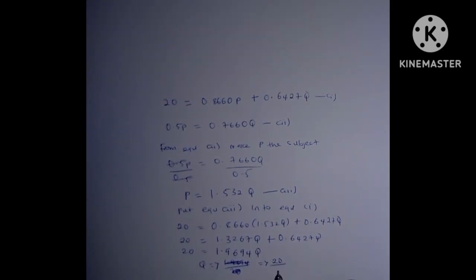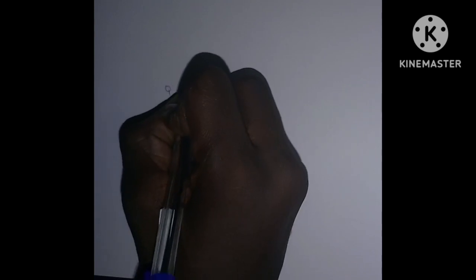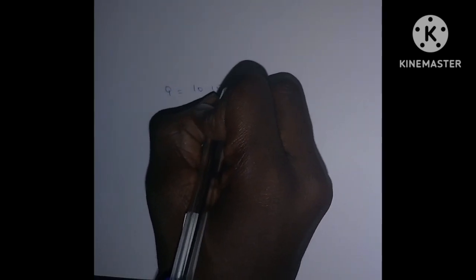Divide both sides by 1.9694. 20 over 1.9694 equals, then I have 10.15 Newton for Q. Now the next thing that is left for me to calculate is my P. So now my Q equals 10.15 Newton.